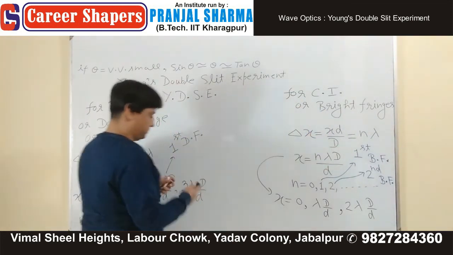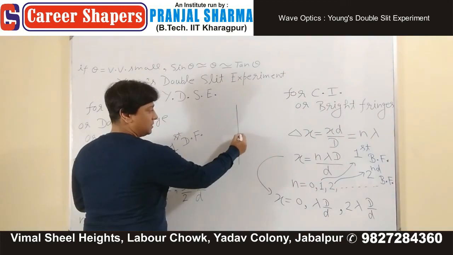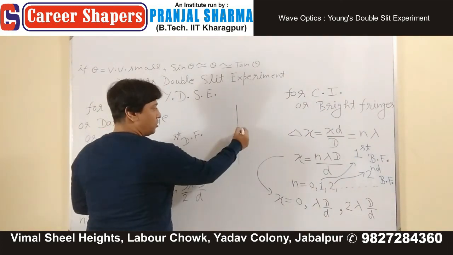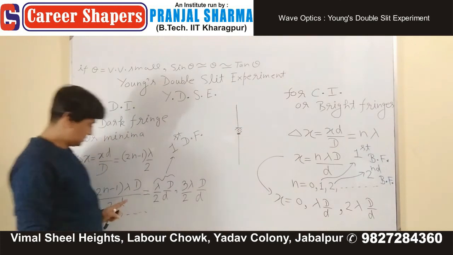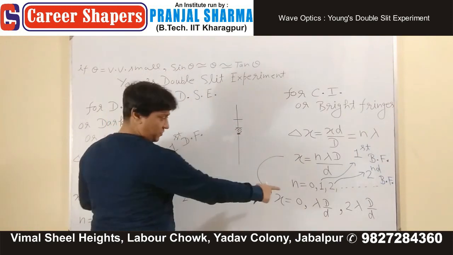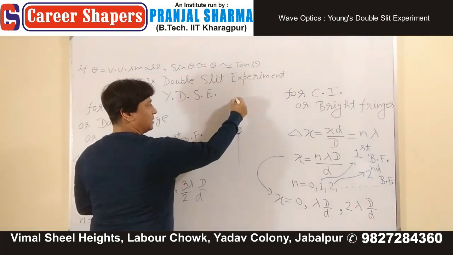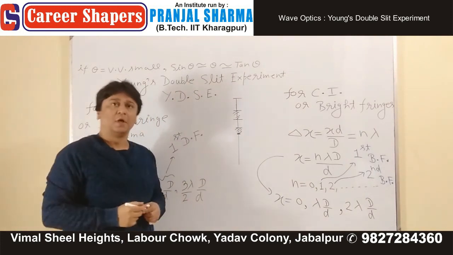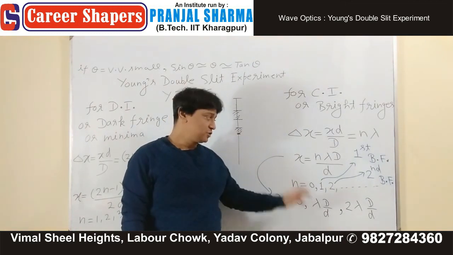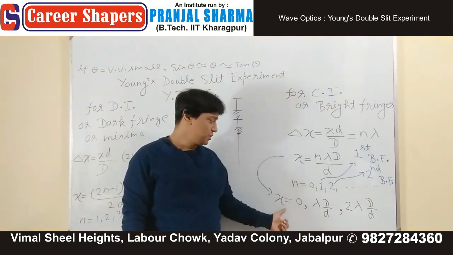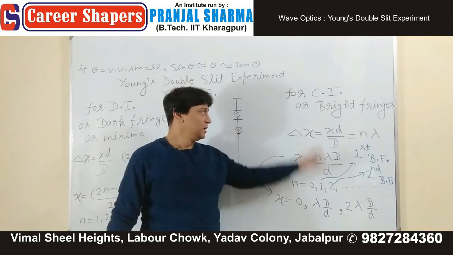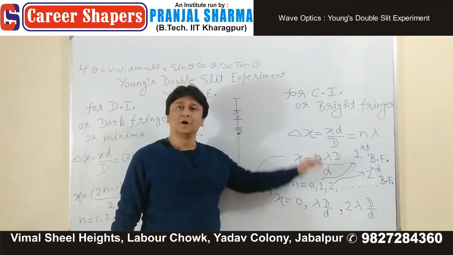So at the center is your central maxima, followed by first dark, followed by maxima first, then dark, then bright, and so on. And we'll draw this fringe pattern in the next class. This much is for the position of maxima and minima, bright fringe or dark fringe, constructive interference or destructive interference on the screen.